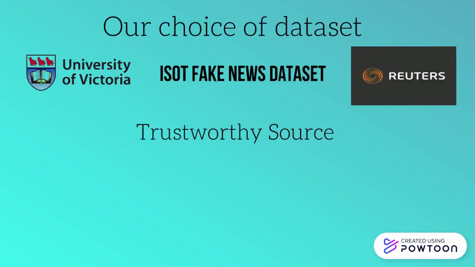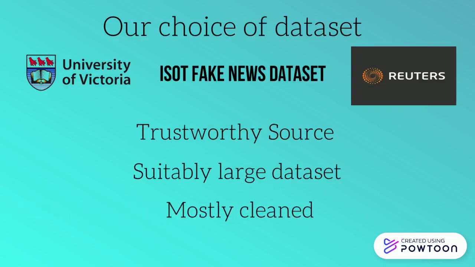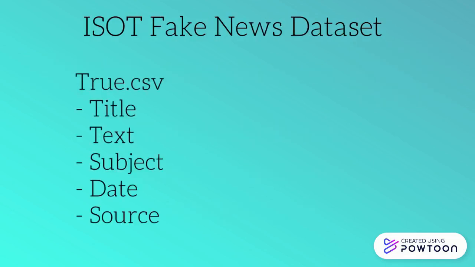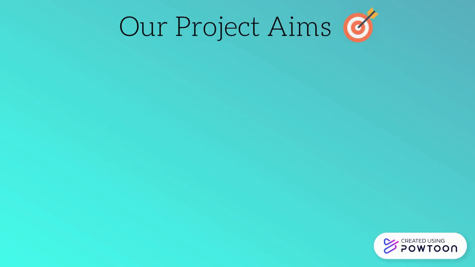We will be using the ISOT fake news dataset. It comes from the University of Victoria in Canada and contains true news obtained from Reuters.com, which is a respected agency. The data is split into true and fake CSV files, which contain the following features. Next, let me share about our project goals.